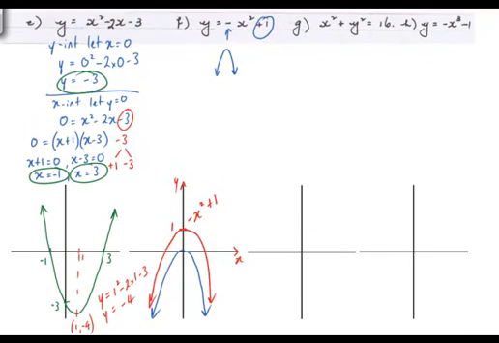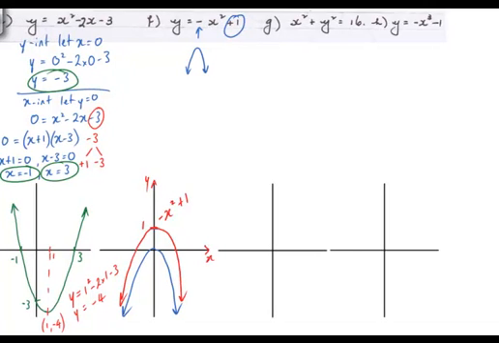Alright, on to the next one, G. Alright, so x squared, y squared. So hopefully you remember that that means it's a circle. To find the radius, we do the square root of 16. So our radius is 4. So we draw a circle on our graph here. Center at the origin, and then we just mark our x and y intercepts at 4 and negative 4. Okay, that's your circle done.